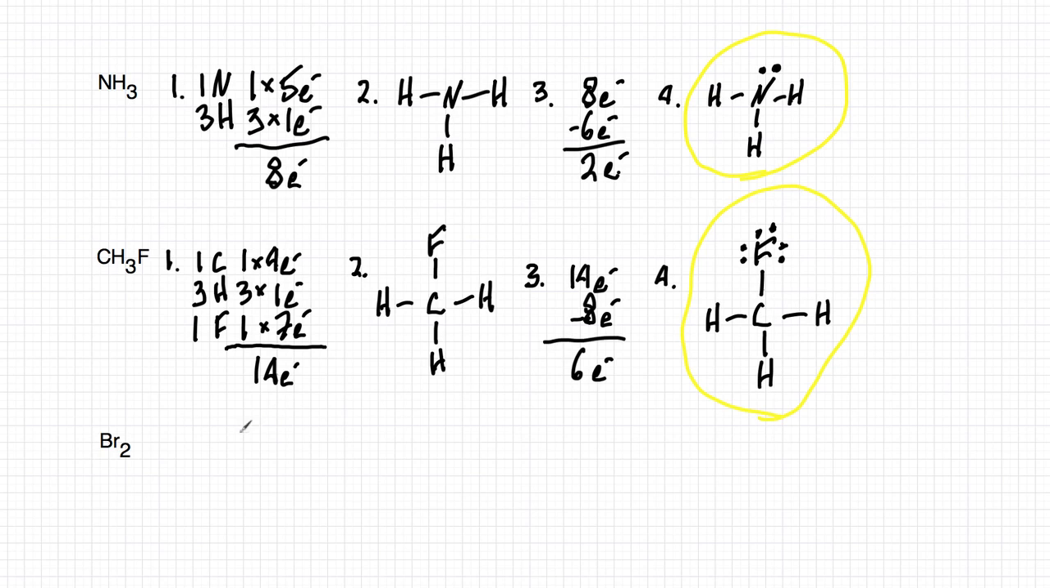Okay, for our next one, we're going to do bromine, and bromine has only, oddly enough, 2 bromines in it, and each of the bromines has 7 electrons, which is going to give us a total of 14 electrons.